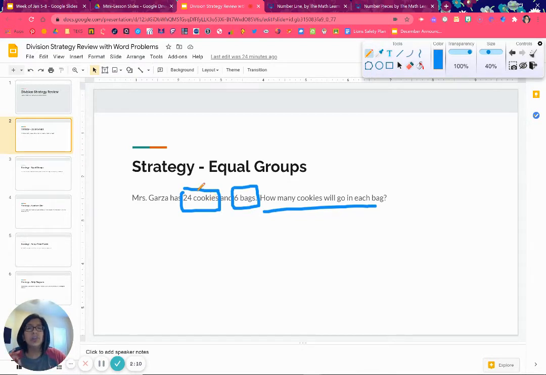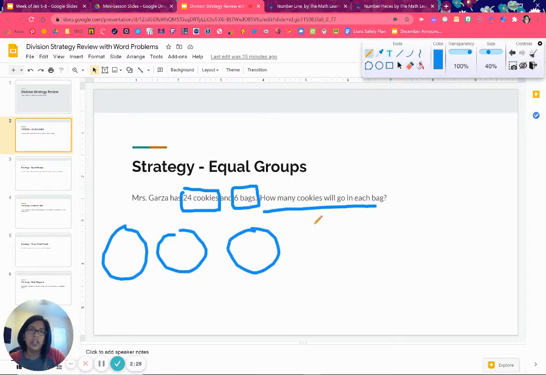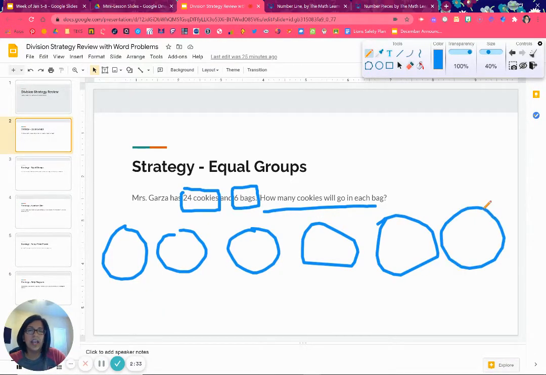So 24 is my total, and what we're going to do is put that in 6 bags. So I want you to pause, and in your math journal with your pencil, draw how to solve it. When you're done, come back. All right, so since there's 6 bags, I'm going to draw 6 circles. That represents my bags. 1, 2, 3, 4, 5, 6, okay?